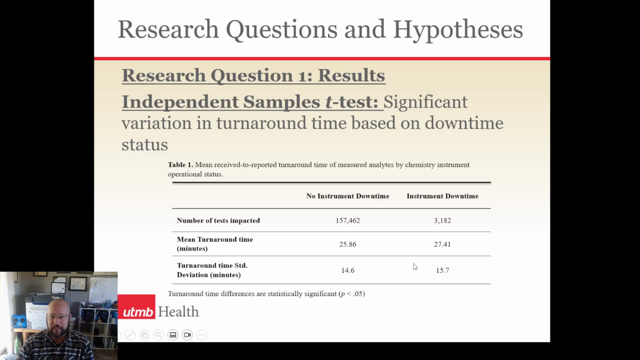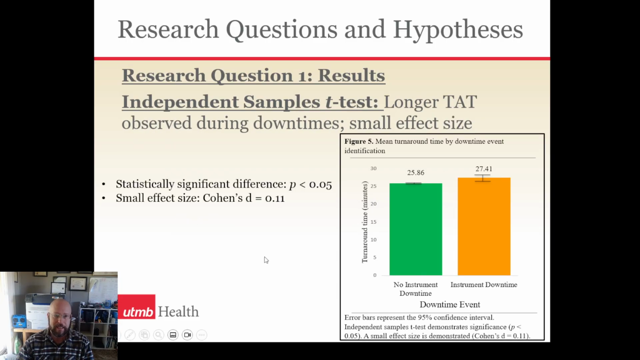Now, the turnaround time differences were statistically significant, as you might expect. When an instrument's down, you'd expect there to be a deviation in turnaround time. No big surprise there. However, this had a small Cohen's d score of 0.11. This means that even though there was a statistically significant difference, it has a very small effect. Yes, there was a difference in turnaround times. It probably is not really a true statistically significant impact, primarily because our sample size is really huge on this.